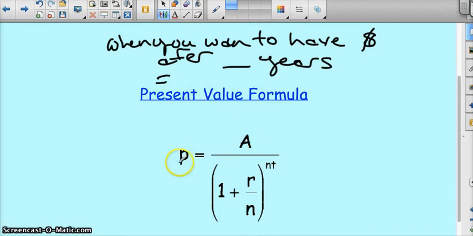In all the other problems we've been doing, we've been working with how much we put in the bank. Well, this is going to ask you how much do you need to put in the bank if you want a certain amount of money later on. So that's the key. You're going to know how much money you want later on.